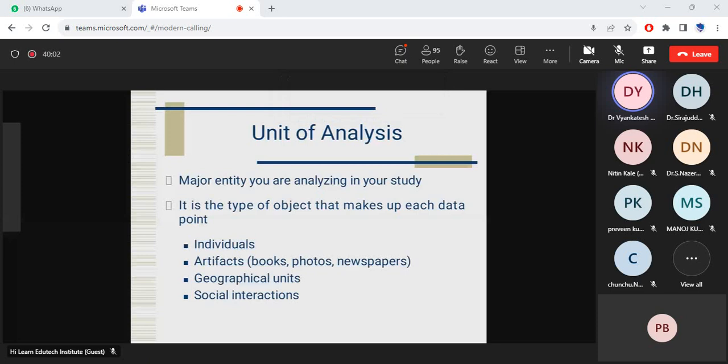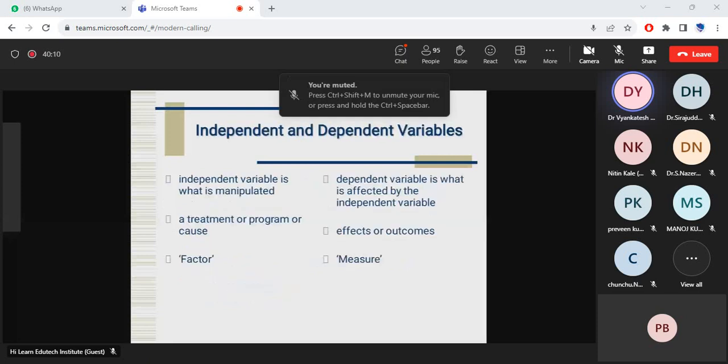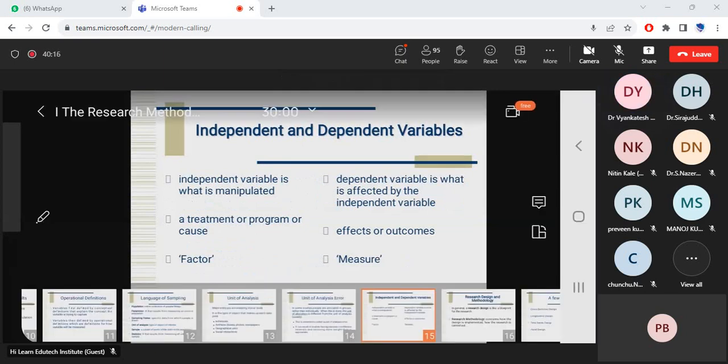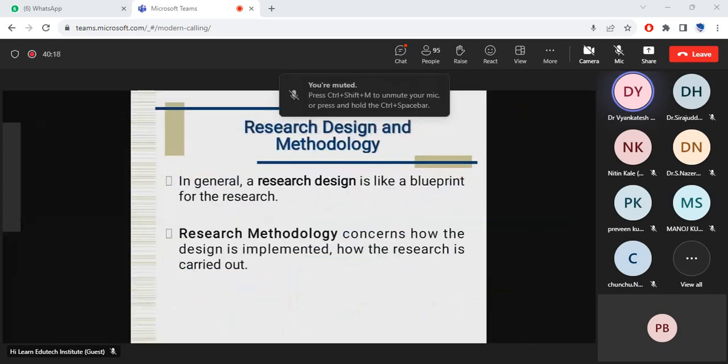Okay. So this is the individual interpretation of both title concerns, and that individual interpretation has been done over here. Then we go for research design and methodology.